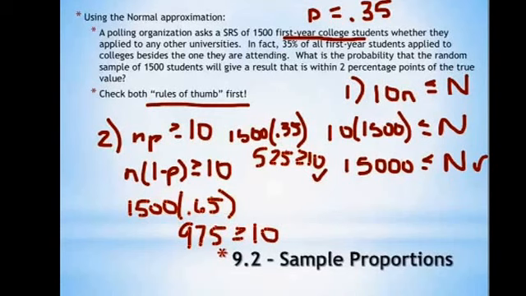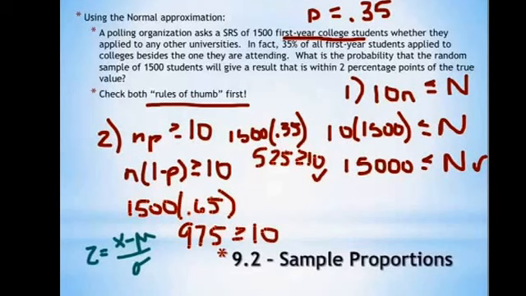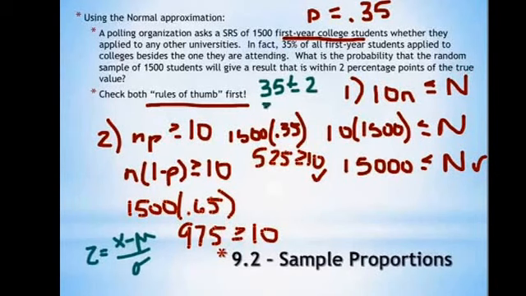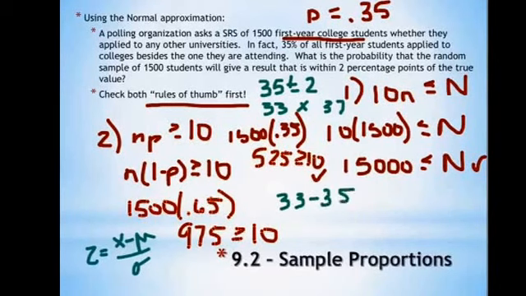So remember, to find the z-score, we're going to do x minus mean over standard deviation. And our x here is within 2 percentage points of the true value. So if we're thinking between 2 percentage points of 35%, we have 35 plus or minus 2, which is 33 to 37. That's where our x value is between those two. So let's first do it for 33.